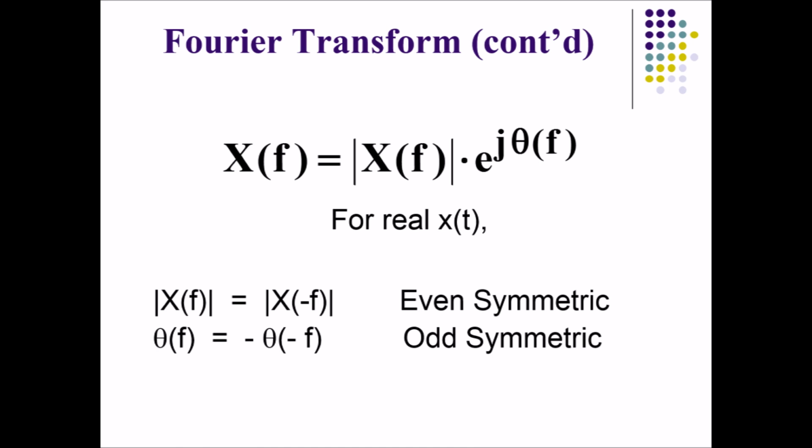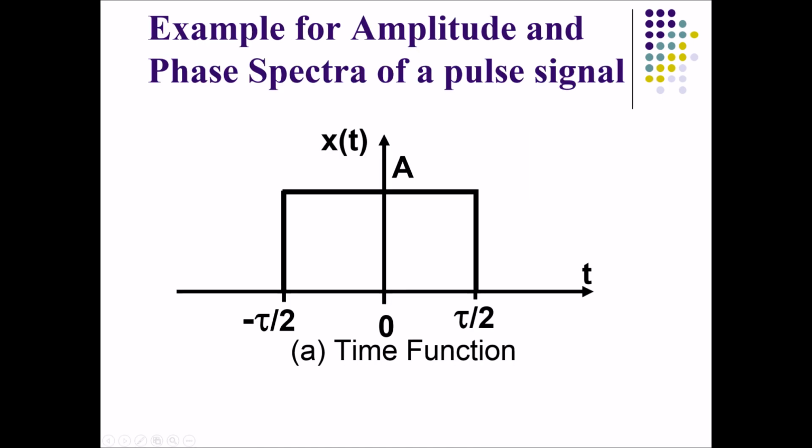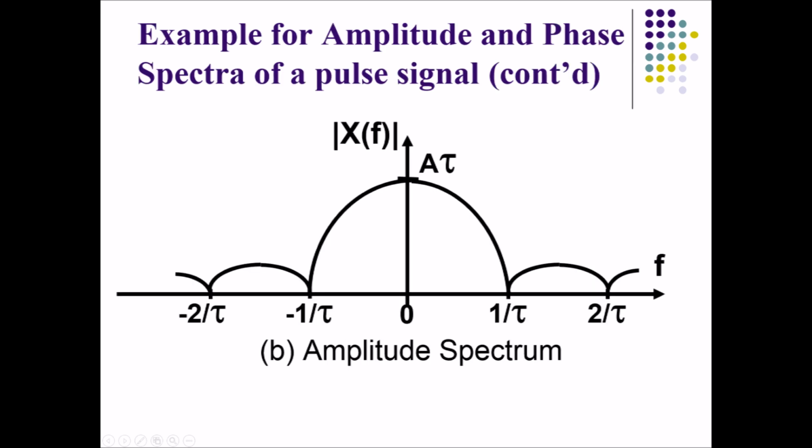Next slide. We have an example of a given signal's Fourier transform. So here is a signal, right? A rectangular signal. This one's Fourier transform we know is a sinc function. So next slide we show the magnitude or amplitude of the spectrum. We can find it's symmetric, right? Even symmetric.